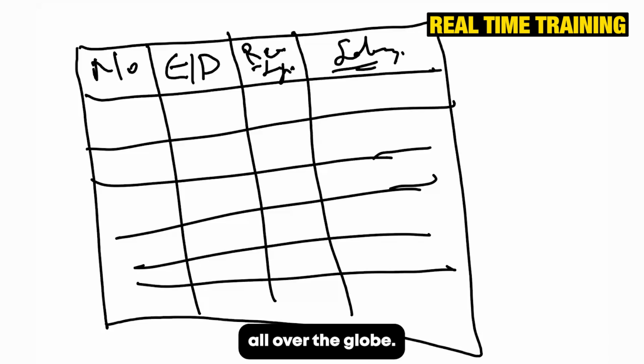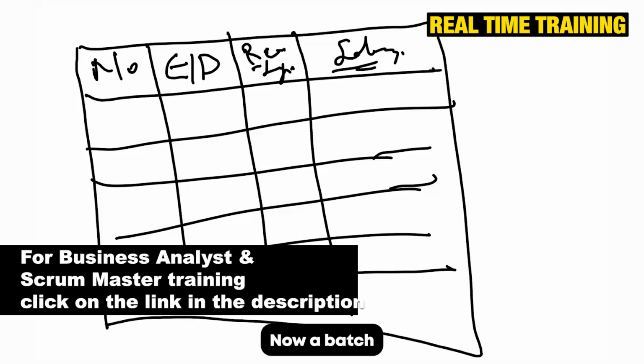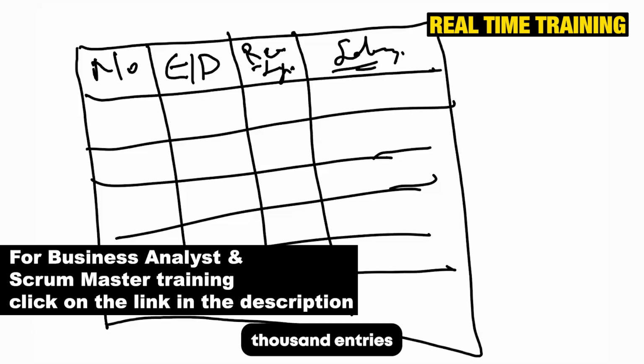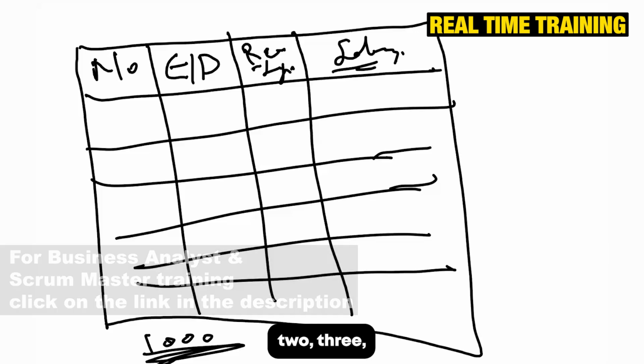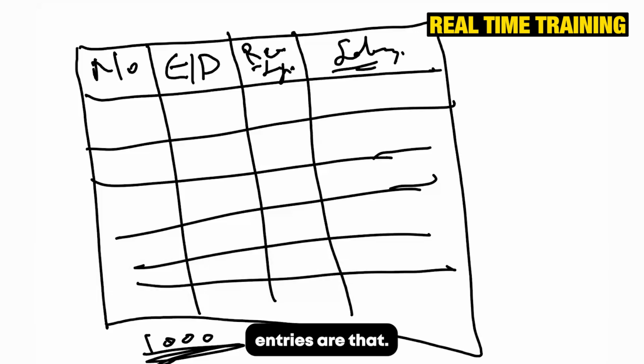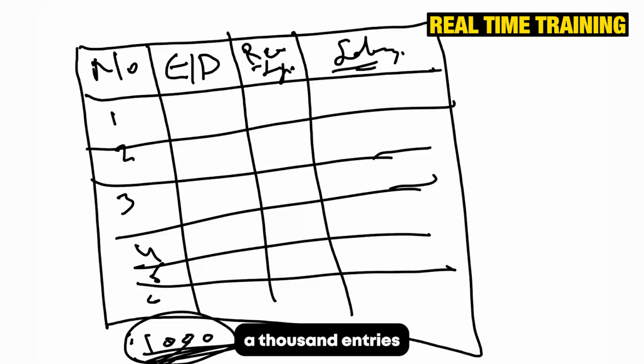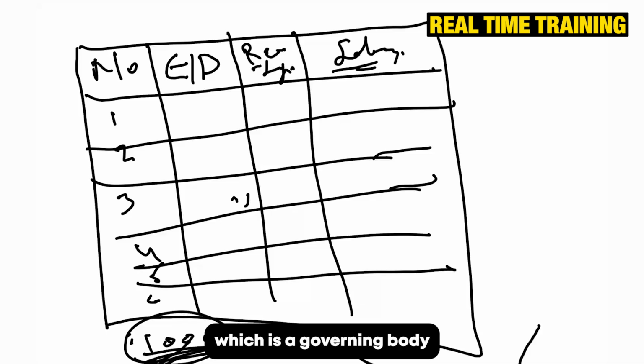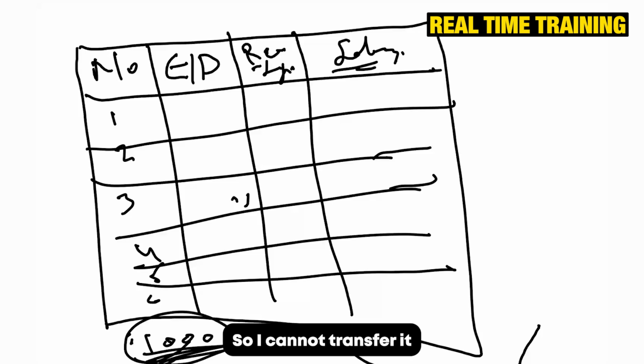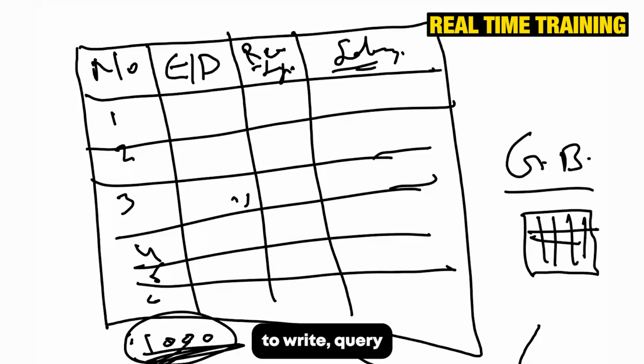They have so many branches all over the globe. Let's assume like that. Now, a batch will pick up around 1,000 entries, each and every one, 1, 2, 3, 4, 5, 6, till 1,000 entries. So every month there's going to be 1,000 entries in this table. I want to transfer this into another application, which is a governing body. That is a separate application. It has to go into that table of the governing body. I cannot transfer it one by one. Every month I cannot tell somebody to write a query and transfer the data. Makes no sense, right? Somebody would have to write queries on a certain day every month and make sure it's sitting here.